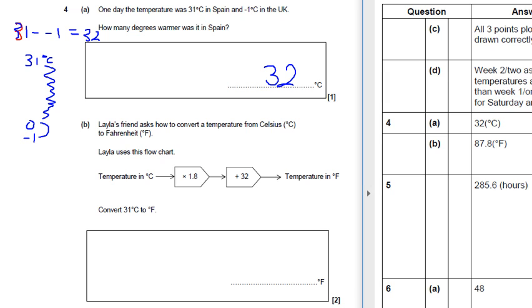Lara asks how to convert a temperature from Celsius to Fahrenheit. So we've got the 2 different measuring systems. We like Celsius here. I can't remember who uses Fahrenheit. We used to use Fahrenheit, but we've stopped now, which is good. So here's a formula, a flowchart. So convert this one. We're putting 31 degrees in. We times it by 1.8. 31 times 1.8 is 55.8. And then we add 32.